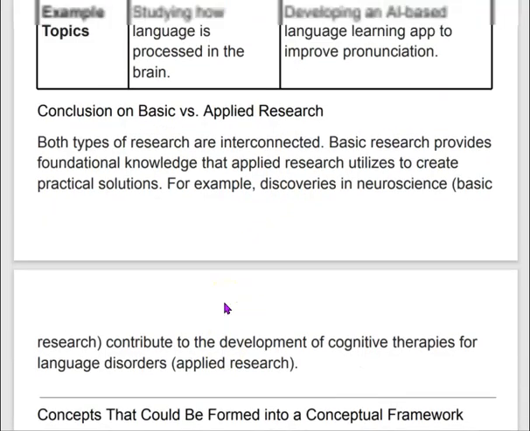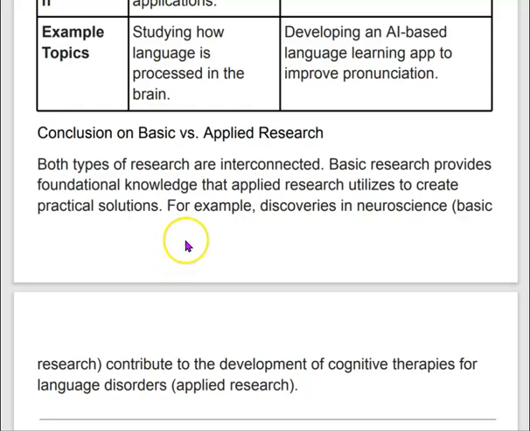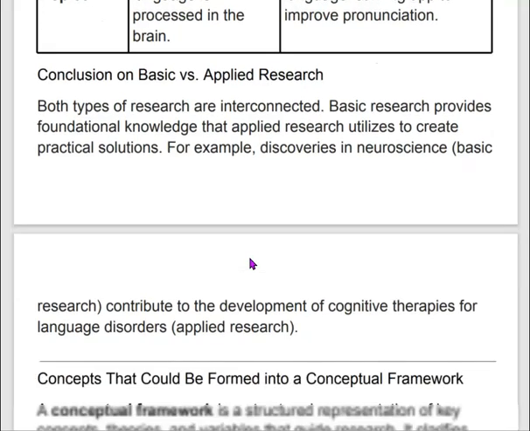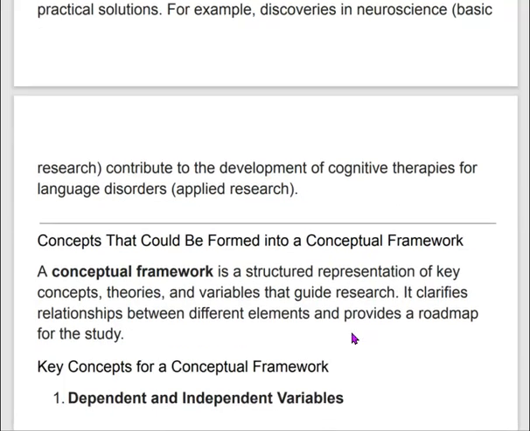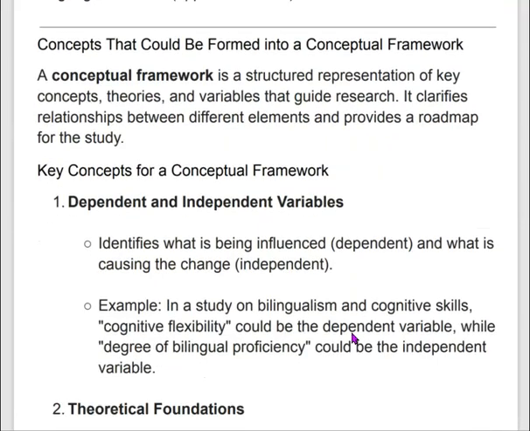So what is the conclusion in these two differences, basic and applied research? Both types of research are connected, because with basic research you can go ahead and do applied research, and with the help of applied research you can also do basic research. Both are interrelated. So what you need to know is that discoveries in neuroscience, that is basic research, contribute to the development of cognitive therapies for language disorders, that is applied research. Now we are going to the conceptual framework.